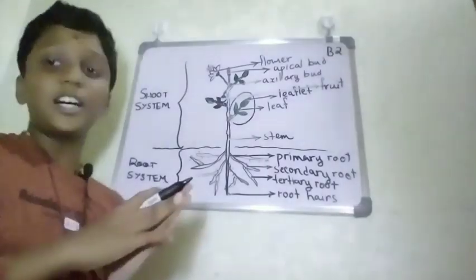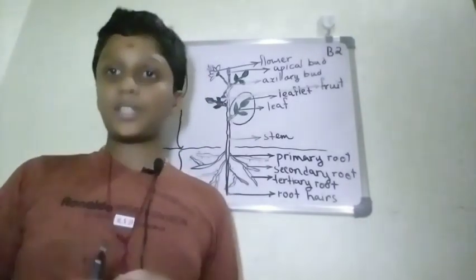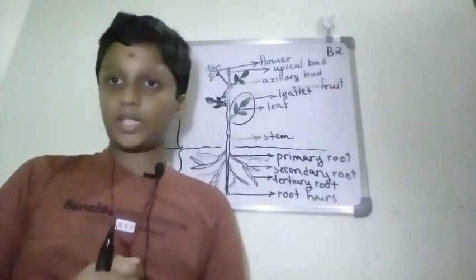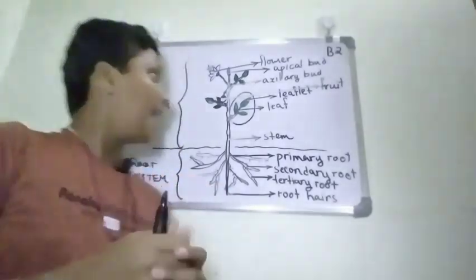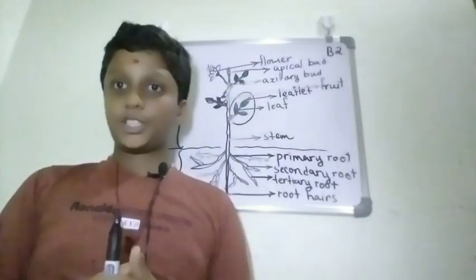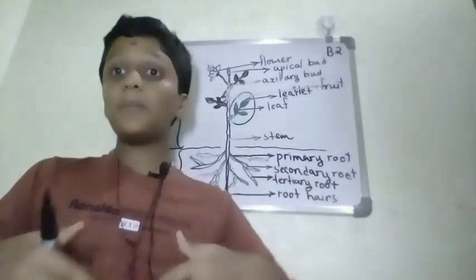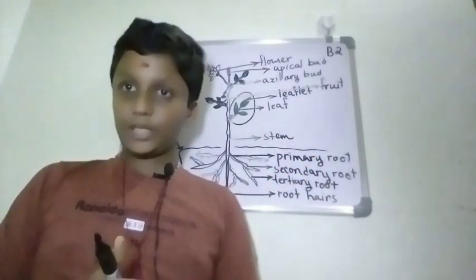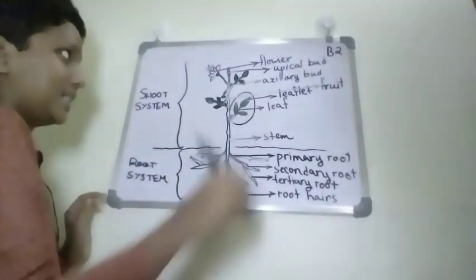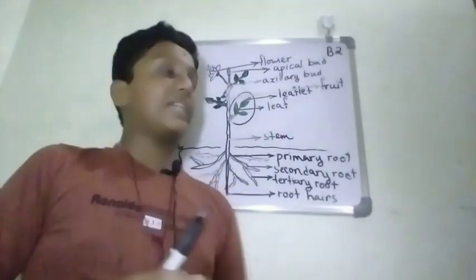And next we learned about the fruit. The fruit has a protective function to protect the seeds, and it acts as a storage organ. It stores food. Next we have the flower with the reproductive function. The flower will become the seed to reproduce. And next we have the apical bud. The apical bud is the early stage of the flower, and it helps in creating flowers.